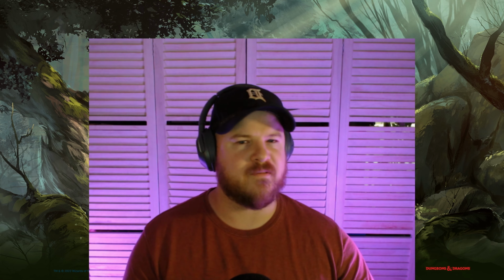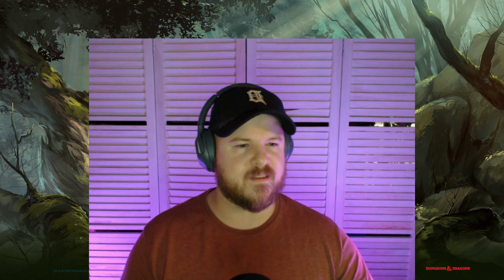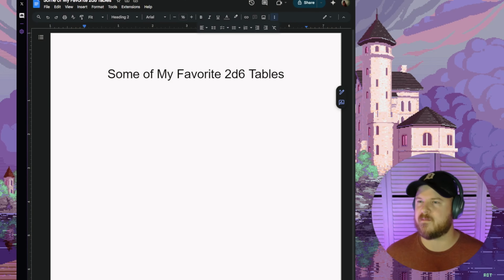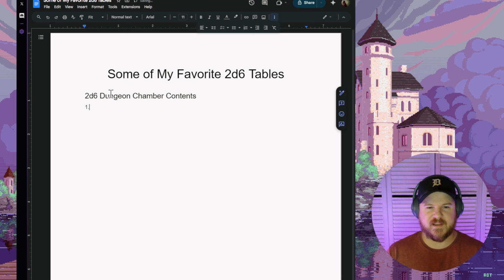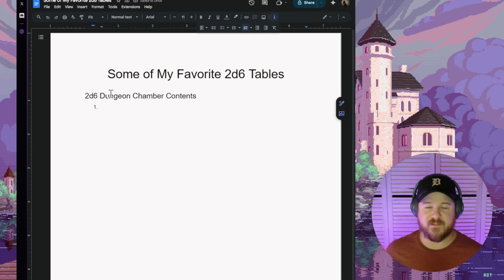So let me get over to our document so you guys can see it, and I'll type some of this stuff out so you'll be able to reference it. There we go. This one is a little different. Not all these 2d6 tables have that normal distribution. This one's actually a completely flat distribution. You're just going to roll two six-sided dice for it and combine the results.